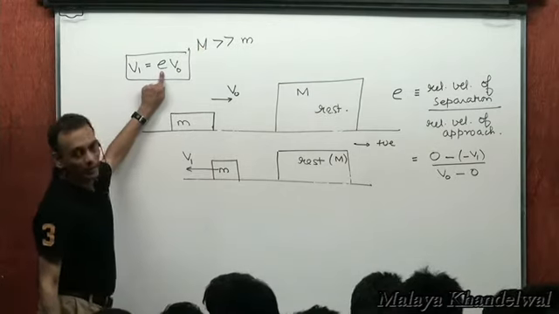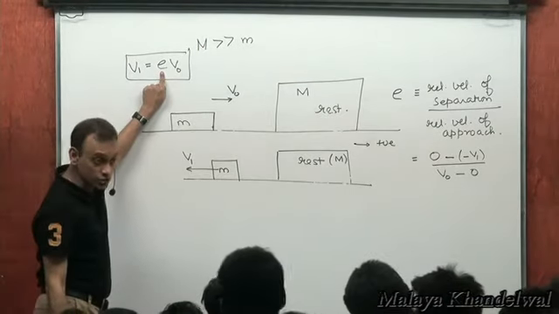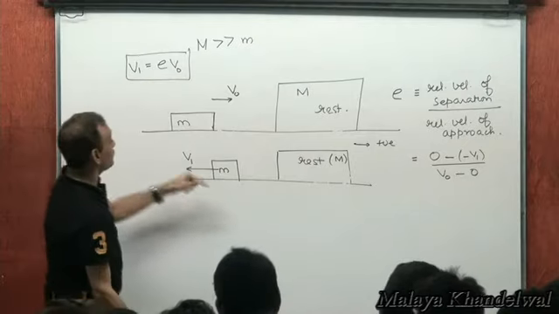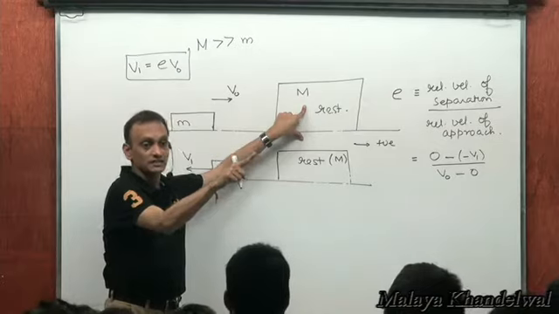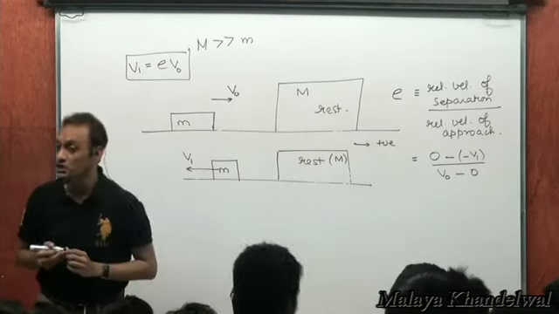So if E is a property given to you, the coefficient of restitution for the collision, then the velocity of rebound is going to be E times the velocity with which it hits, right?